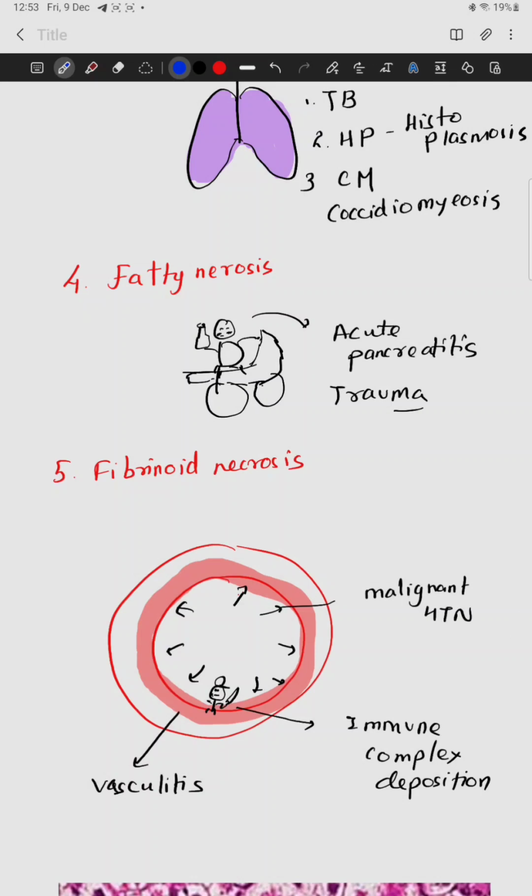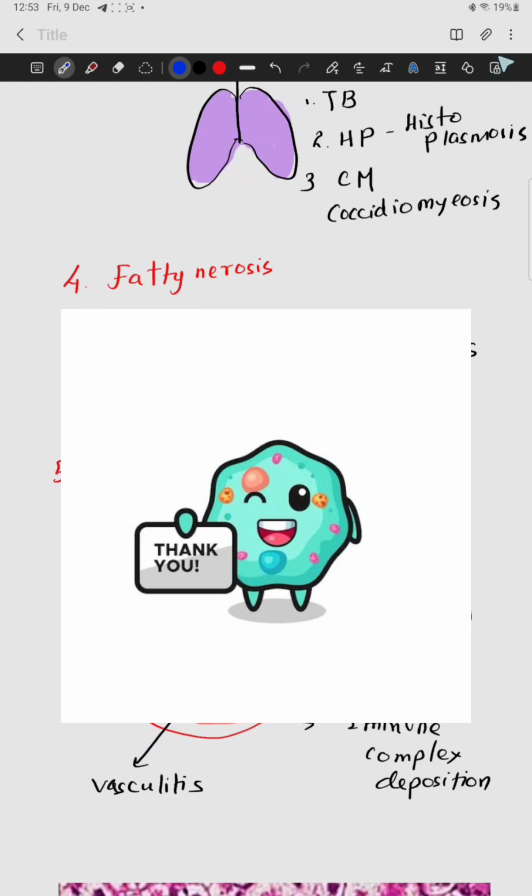So let's end this chapter on necrosis. In the next session, we'll be studying about apoptosis. Thank you.